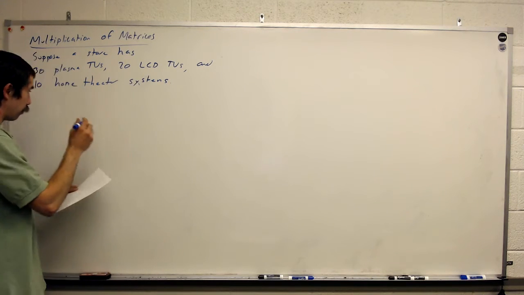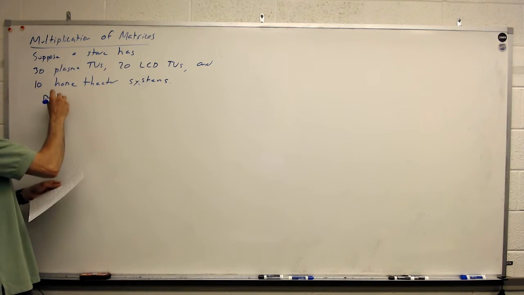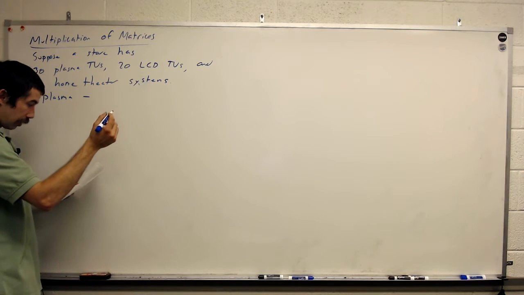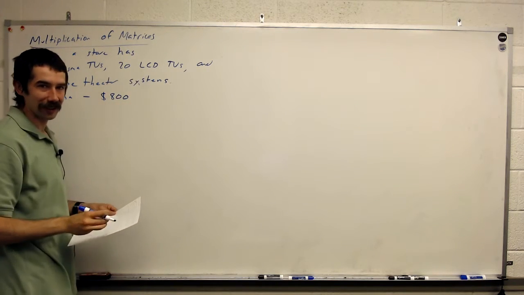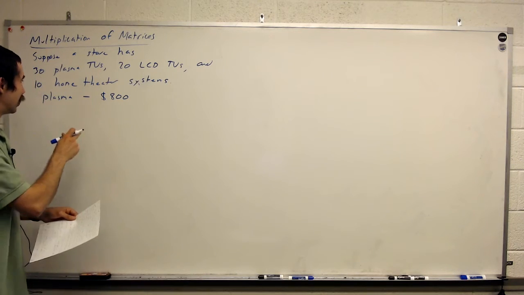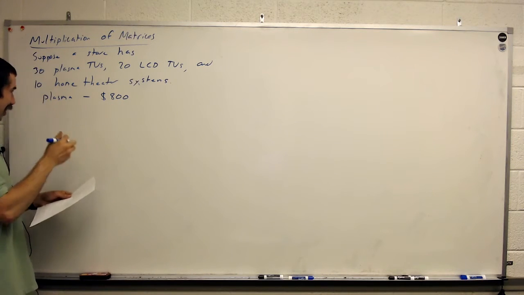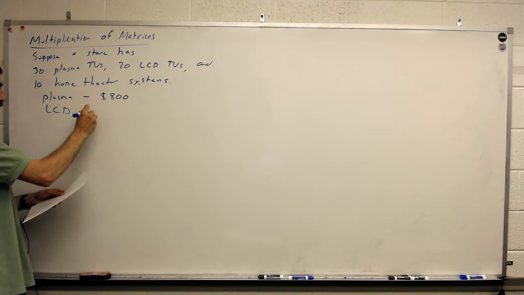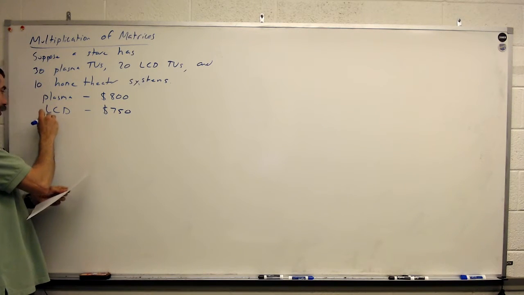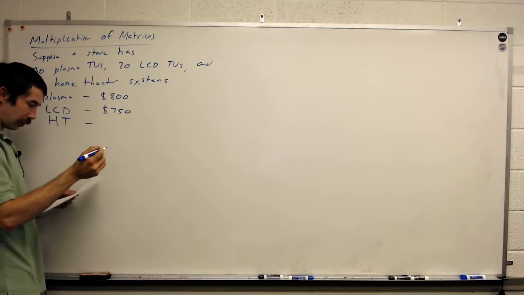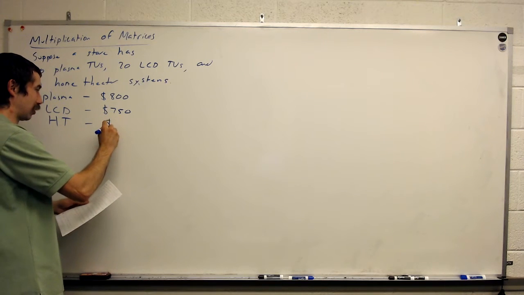The value for a plasma is $800. Okay, so this question was asked a long time ago, but that's okay. So plasma is $800, LCD is $750, and the home theater is $500.